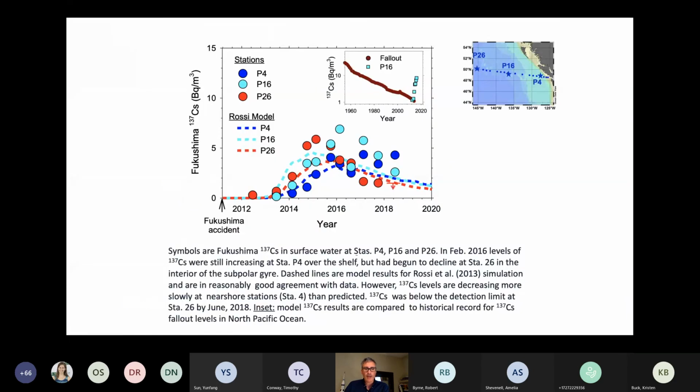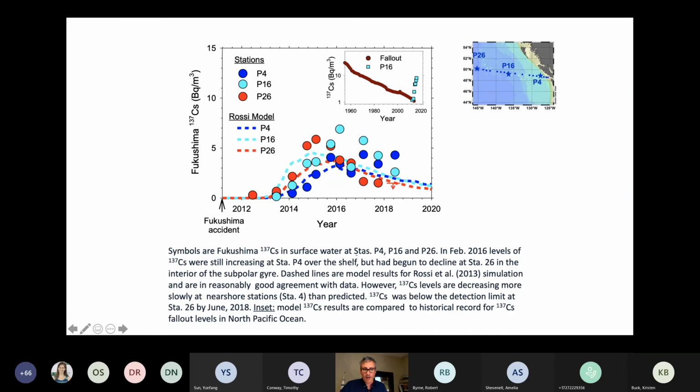And we were able to compare this transport with models of physical transport of the plume, of the contaminant plume, with our measurements. So what we're looking at here are dashed lines from a model published by Rossi and others in 2013, which predicts the arrival of the plume off of British Columbia at Ocean Station Papa around 2014, and then peaking in about 2015 or 2016, and then diminishing to levels that are more consistent with the pre-Fukushima background by this year in 2020.